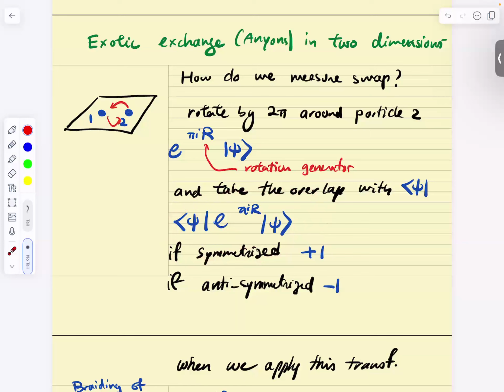This, as an observable, has expectation values of either +1 or -1. This is related to symmetrized versus anti-symmetrized wave functions. If they're symmetrized, I apply this 2 pi rotation and translation, and I get expectation value 1, or it becomes -1. Is that clear?